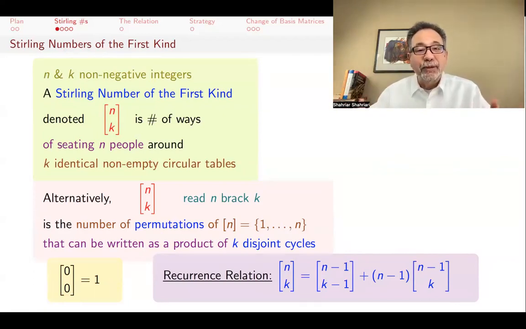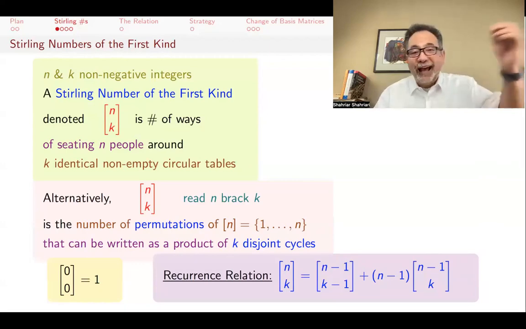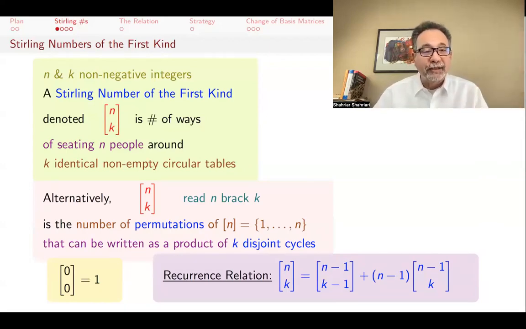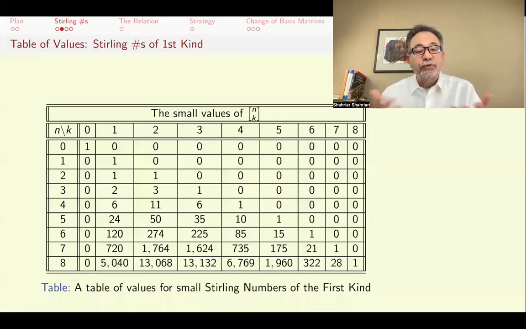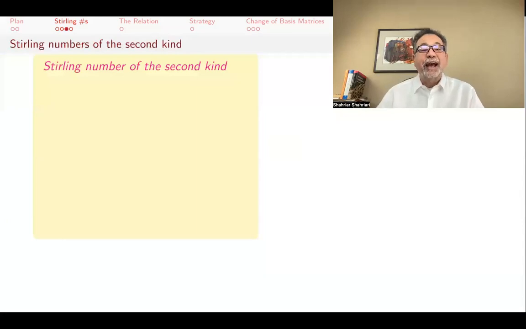Think about seating people around a k non-empty table, and have one of your friends come late, and see what you can do with them and where they can sit to find that. From that, you can find the table values, and we can generate as much of this as we want, but that doesn't really help us in terms of understanding exactly what the relationship is with the Stirling numbers of the second kind. And what are those?